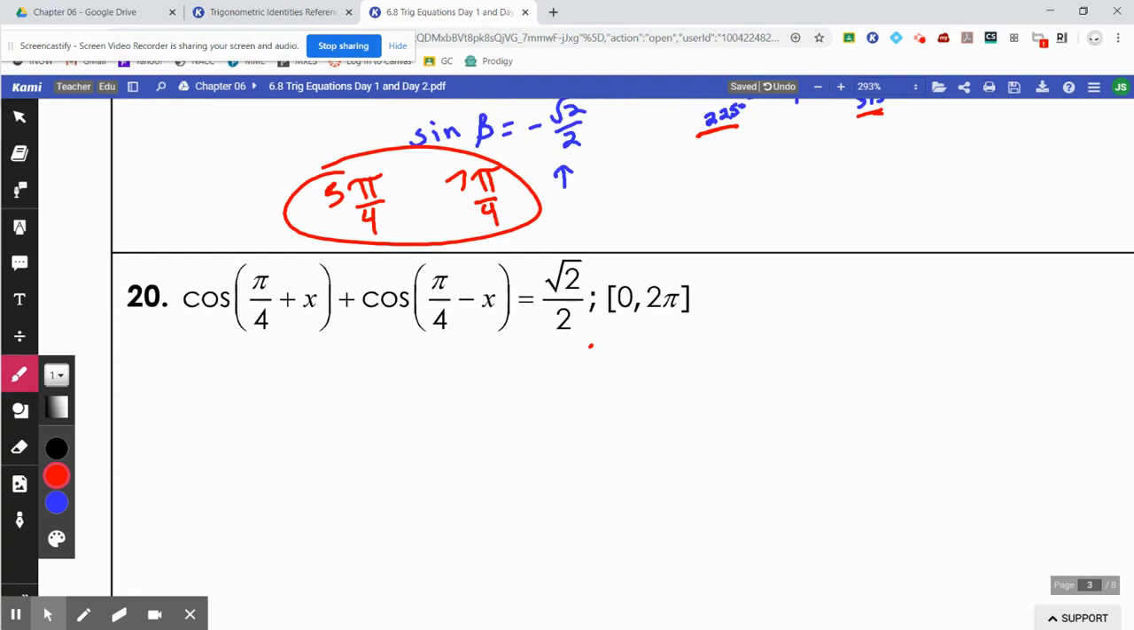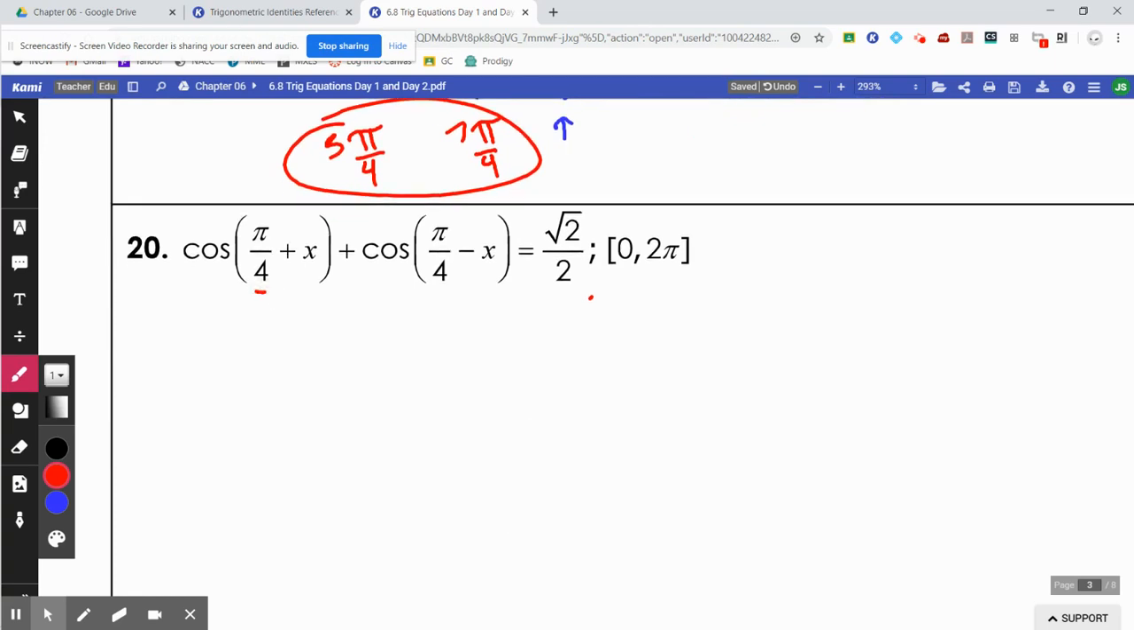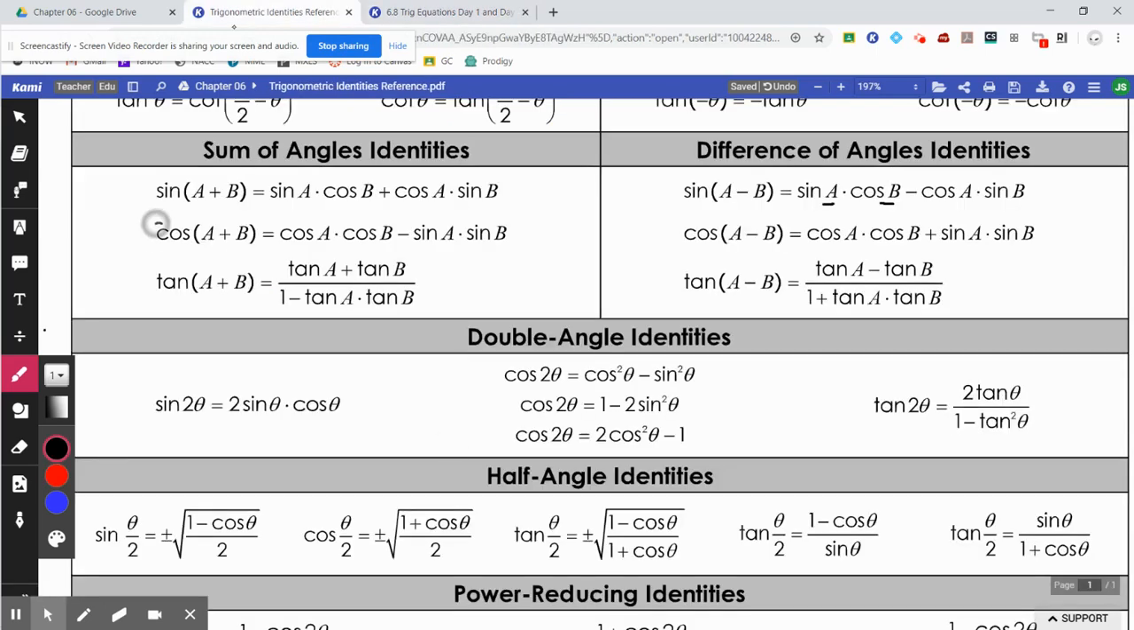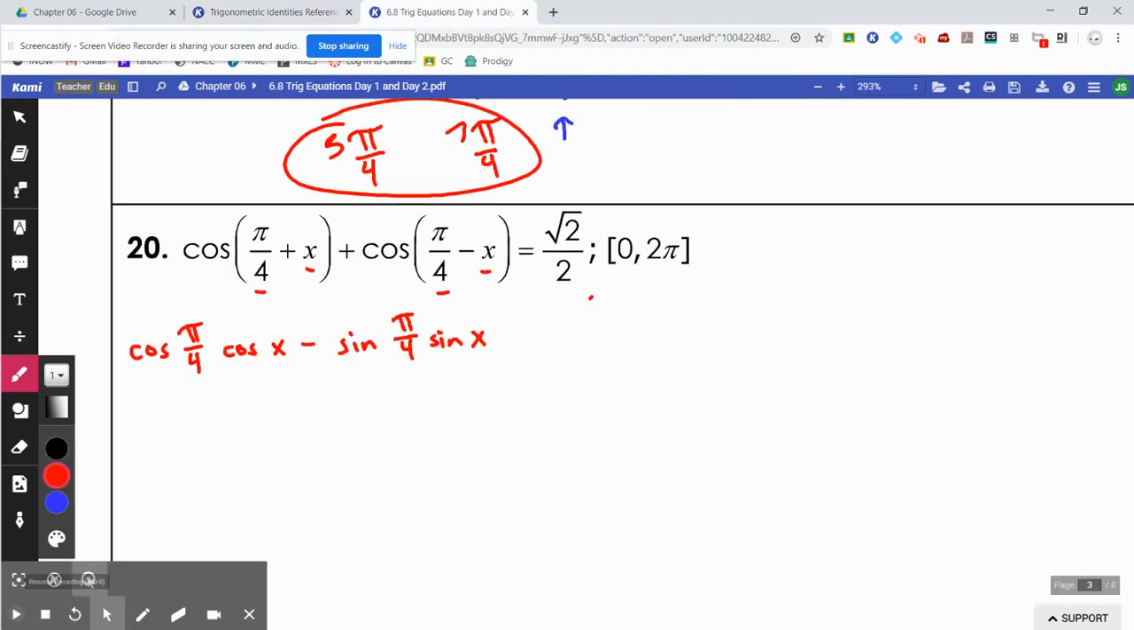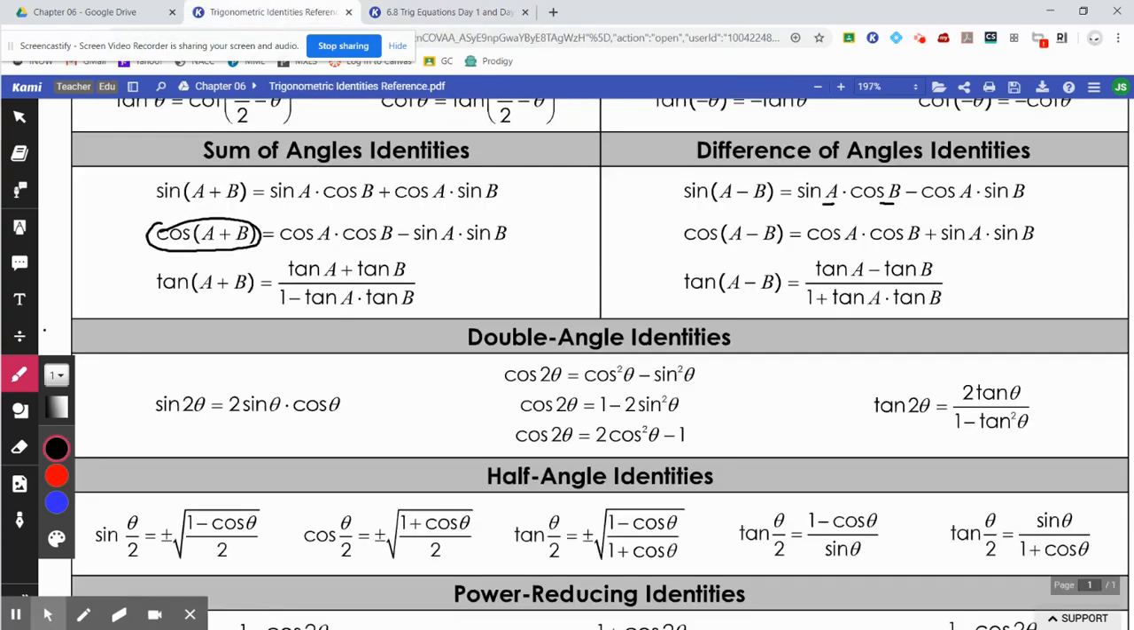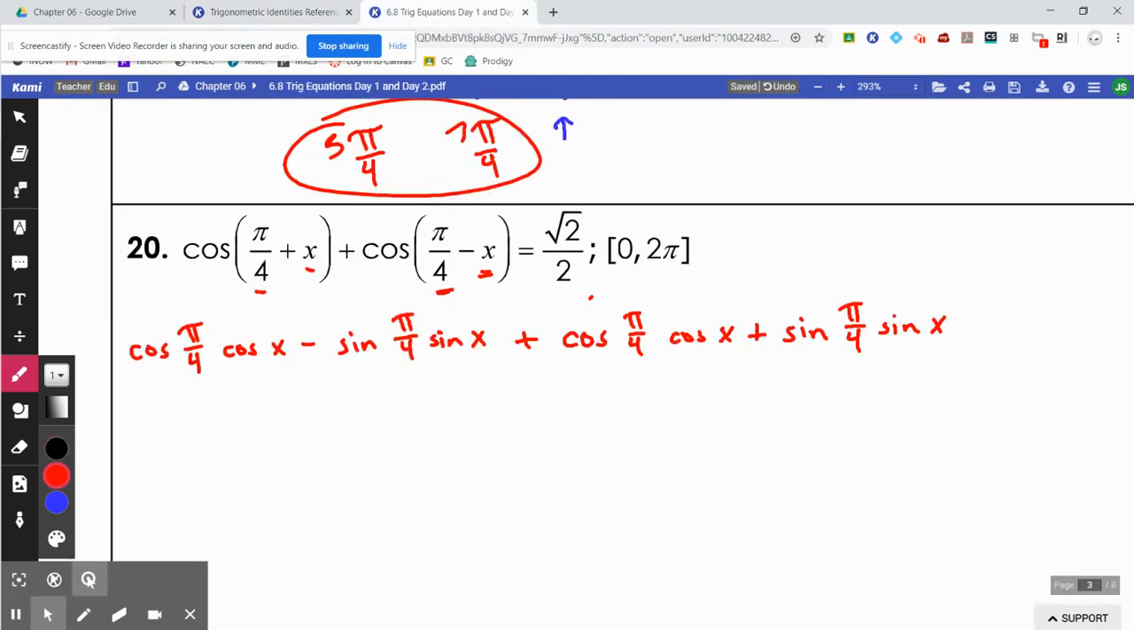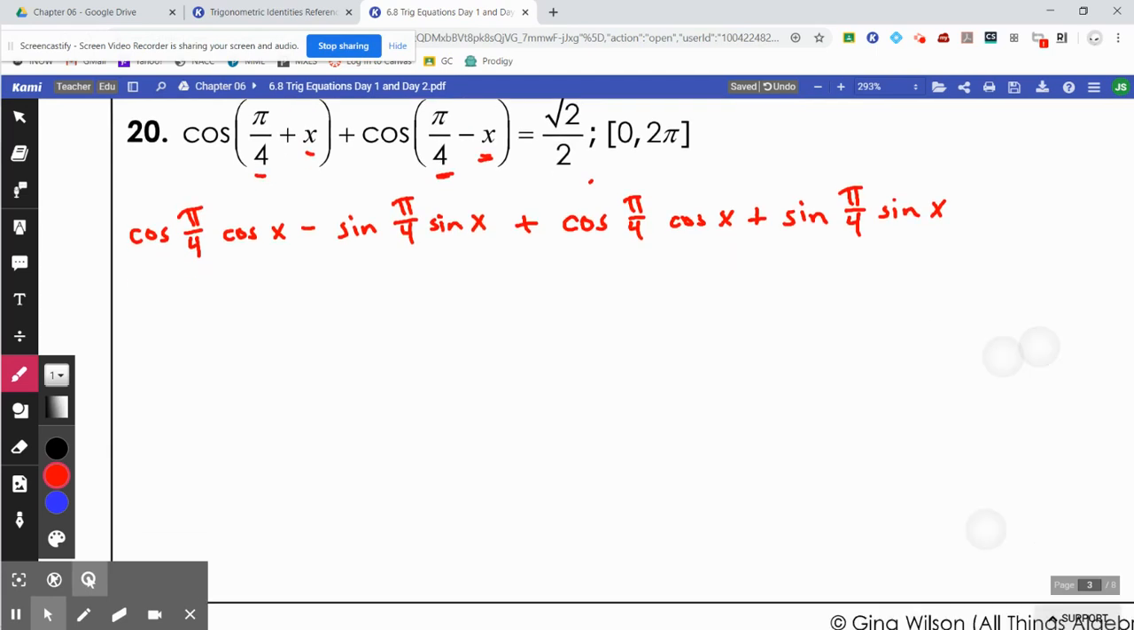Next up, exact same scenario. You have the cosine of an angle plus an angle and the cosine of an angle minus an angle. So let's go back to my identity sheet. And to do the cosine of an angle plus an angle, we're going to use this identity right here. So let's go ahead and plug all these values into that. And then you have plus the cosine of an angle minus an angle. So we are now going to apply this identity to that. So let's go ahead and plug all those in. And that's going to equal, let me scroll up a little bit, the square root of 2 over 2.